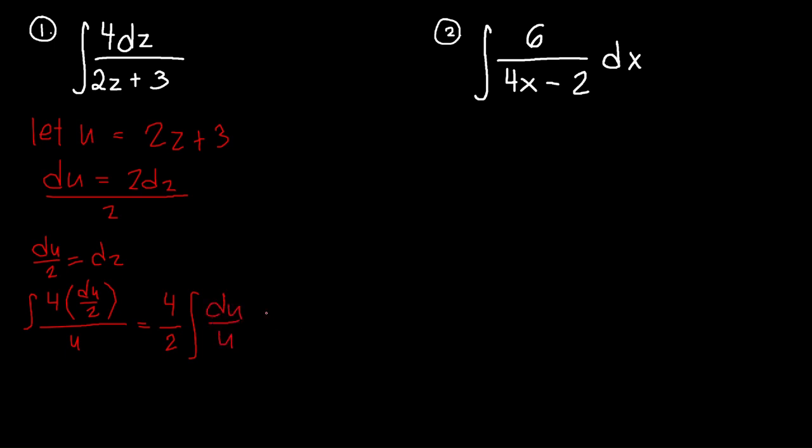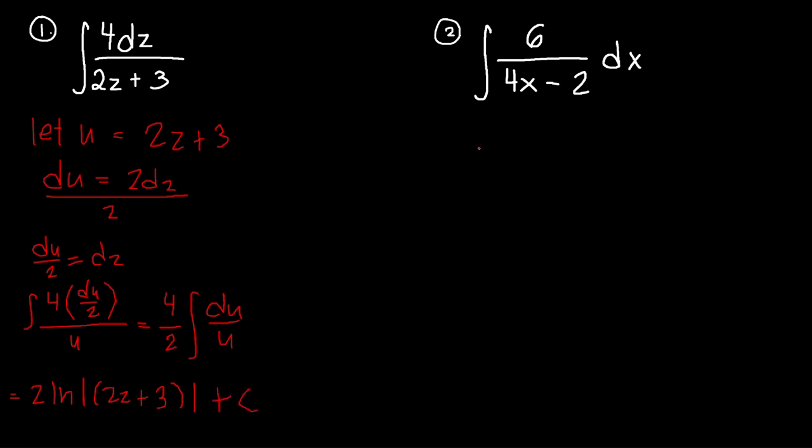Now remember the logarithmic formula? Du over u is equal to ln u plus c. So we can use that to integrate this. So the answer is going to be 2 ln |2z plus 3|, because that is our u, plus c, and that is the answer.